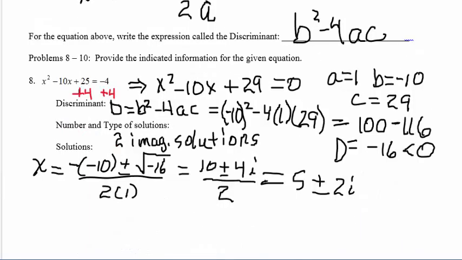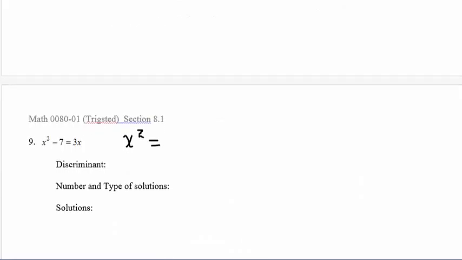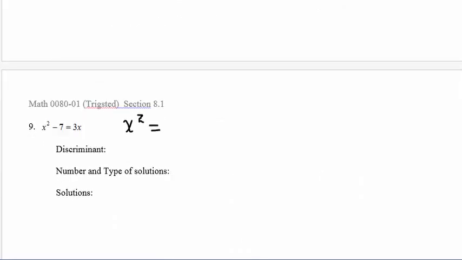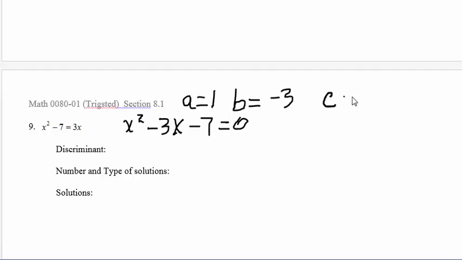I need to have a 0 on one side of the equal. So I need to subtract 3x from both sides of this equation. Then once I have a 0 on one side of the equation, everything else simplified on the other side, I can get my a, b, and c. My a is 1, my b is negative 3, my c is negative 7.